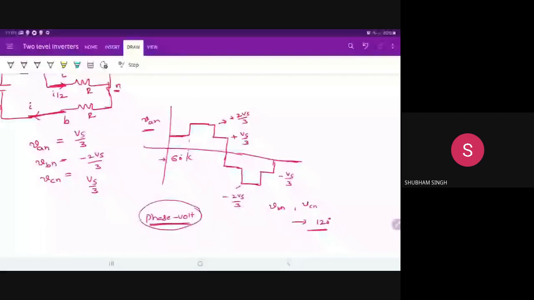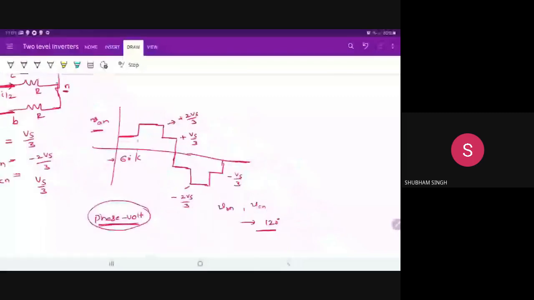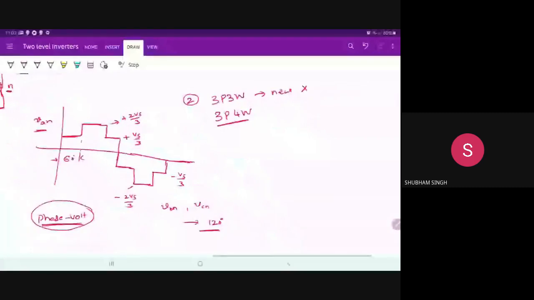Normally, we have 2 different types of systems: 3-phase, 3-wire and 3-phase, 4-wire systems, which you might have studied. In a 3-phase, 3-wire system, there is no neutral wire. In a 3-phase, 4-wire system, the neutral wire is present.